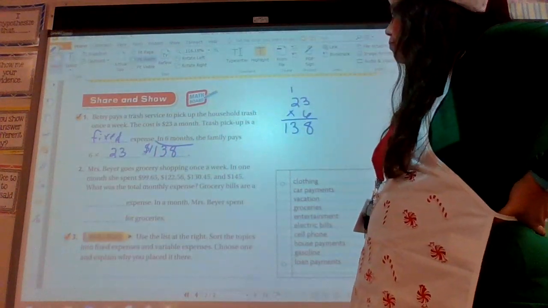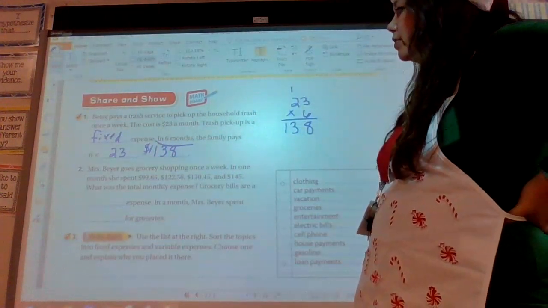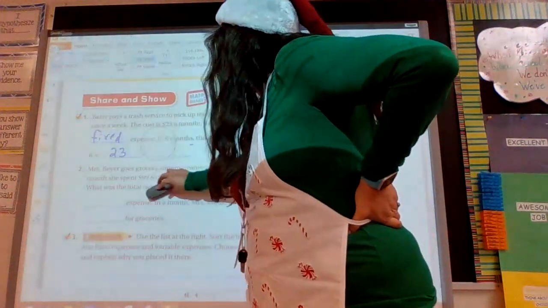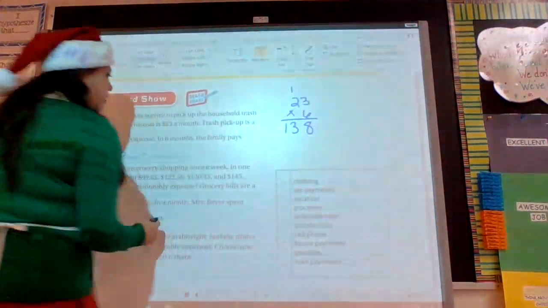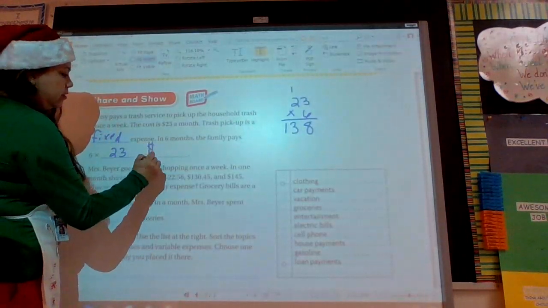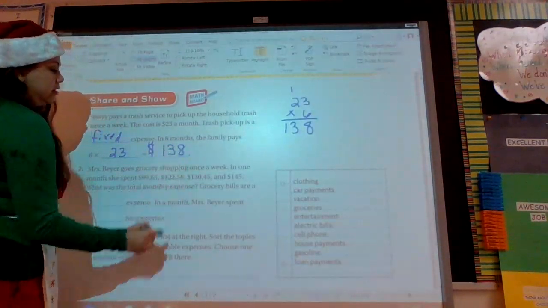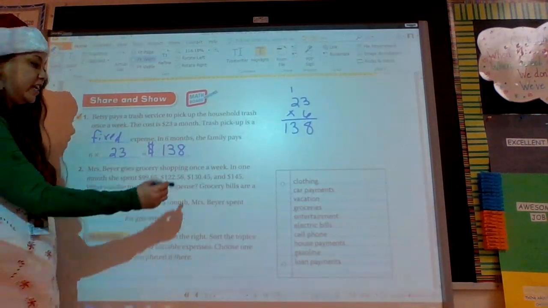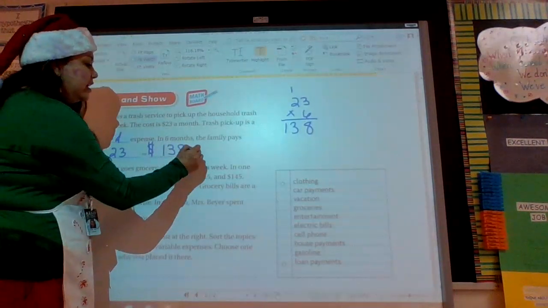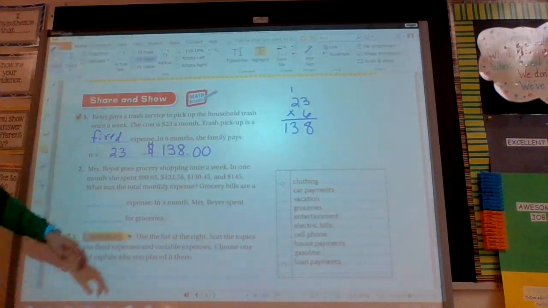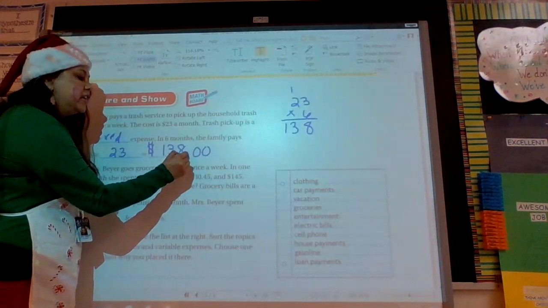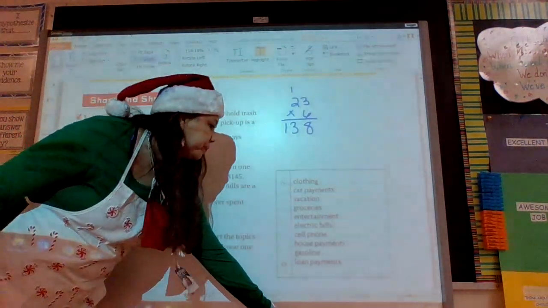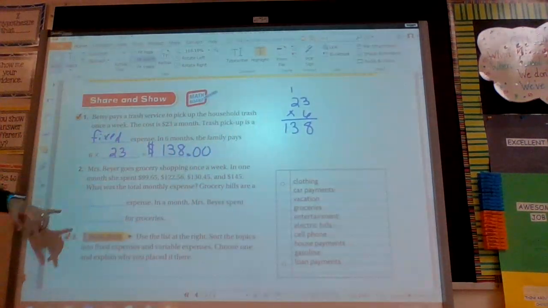Okay, for 6 months of trash service. I should make that look a little bit cleaner for you, sorry. So, $138. And I like to remind my students, where's my decimal if you can't see it? If it's out of sight, it's on the right. Thinking about money, it would be right here at the end, and this would be your change, and we don't have any change. So, okay, look at number 2.